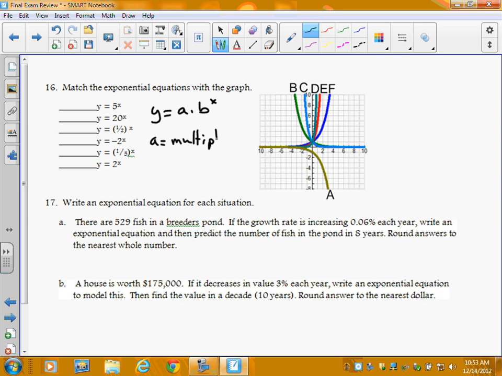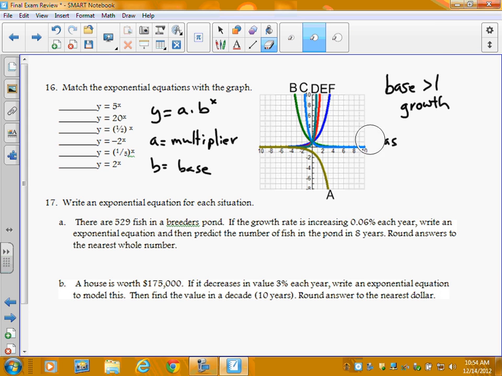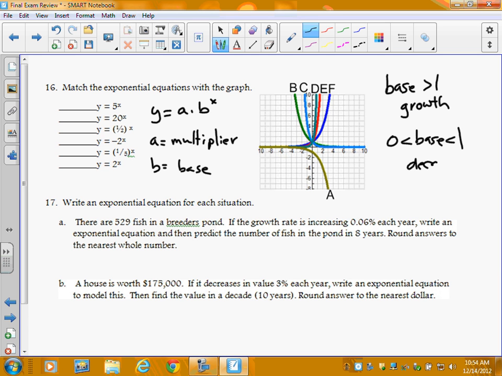What the multiplier does is it changes the direction of an equation. B is the base. So over here, we have a base that is greater than 1, and we have an exponential growth. If you have a base that's between 0 and 1, so you go 0, base, and then 1, then you have an exponential decay.